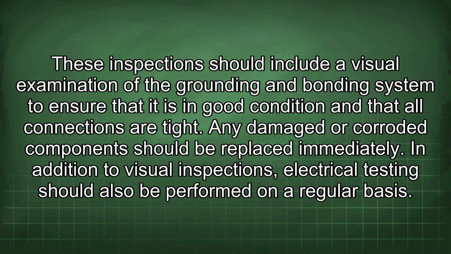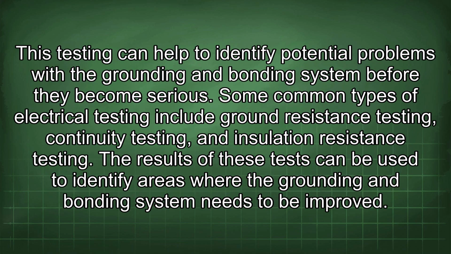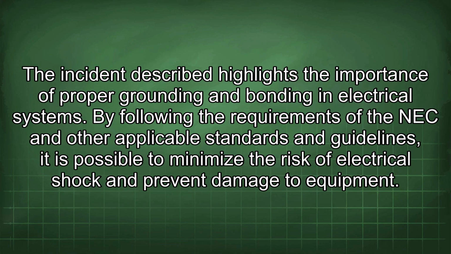In addition to visual inspections, electrical testing should also be performed on a regular basis. This testing can help to identify potential problems with the grounding and bonding system before they become serious. Some common types of electrical testing include ground resistance testing, continuity testing, and insulation resistance testing. The results of these tests can be used to identify areas where the grounding and bonding system needs to be improved. The incident described highlights the importance of proper grounding and bonding in electrical systems.